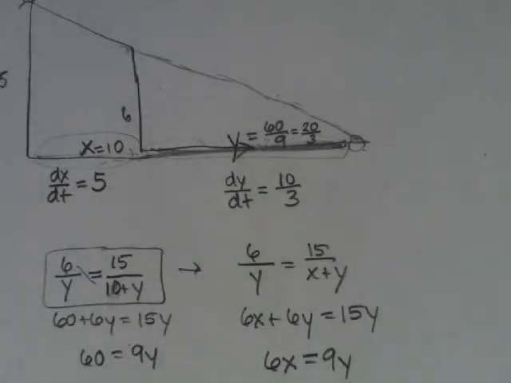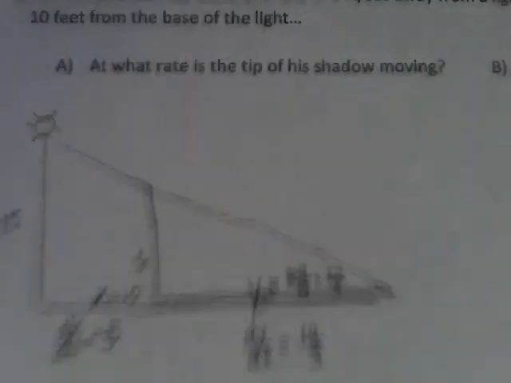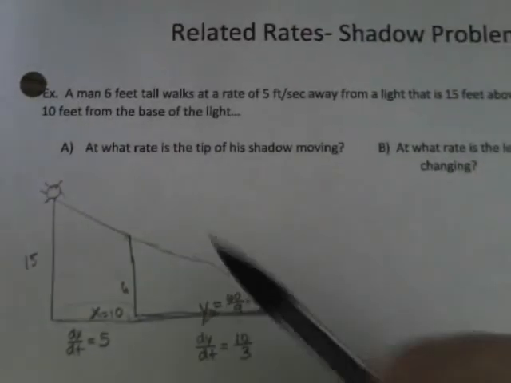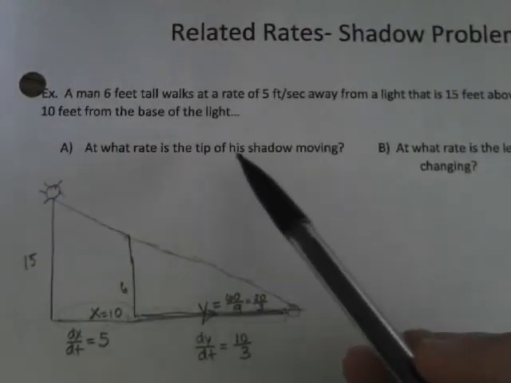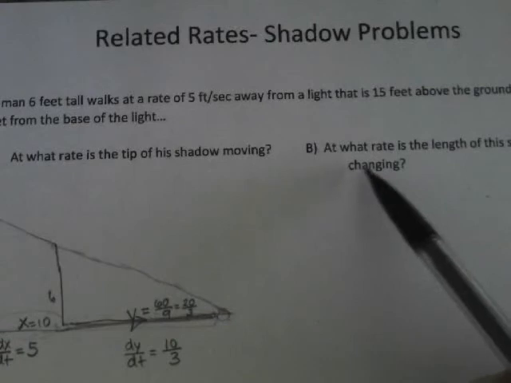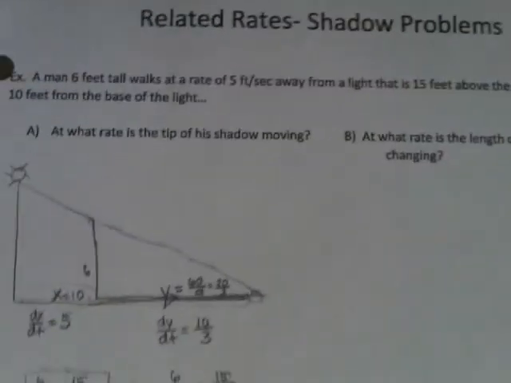So, looking at your two questions, we pretty much have everything. We've done all of our calculations. We have to answer the questions: at what rate is the tip of his shadow moving, and at what rate is the length of his shadow changing?